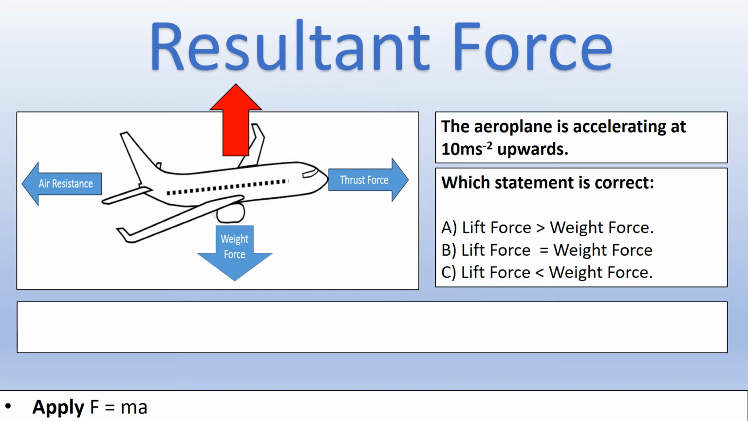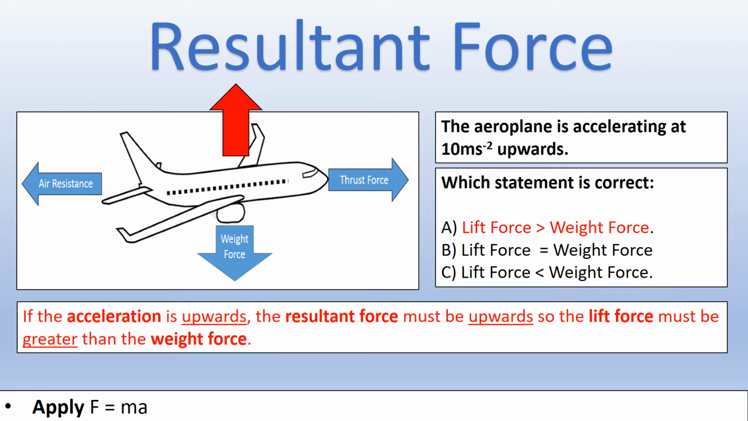Okay, so let's have a look. First off, as we learned from the question with the sports car, if the acceleration is upwards, the resultant force must be upwards too. It doesn't matter about anything else. And if the resultant force is upwards, thrust force and air resistance must be balanced, so there's no acceleration right or left. It also tells us the lift force must be greater than the weight force, so that makes the resultant force upwards. So that's why we need the lift force to be greater than the weight force.